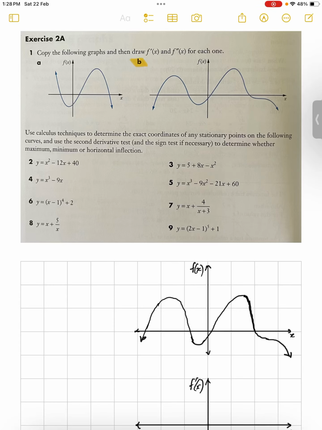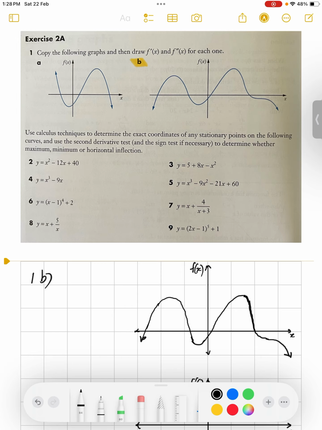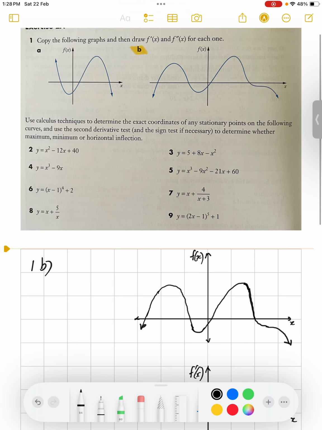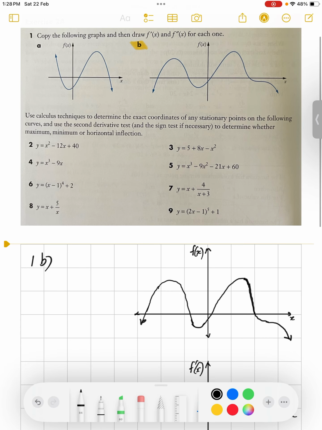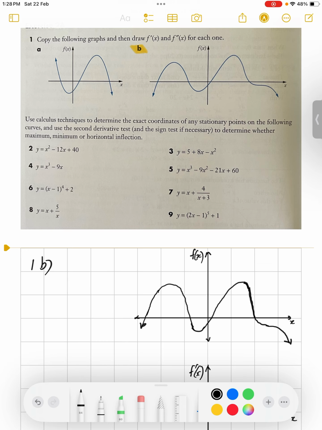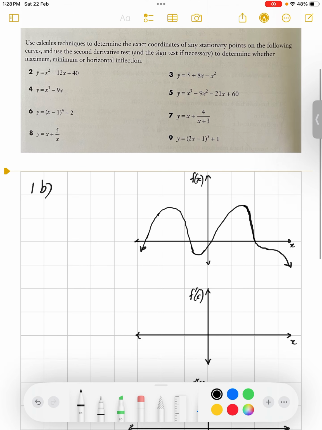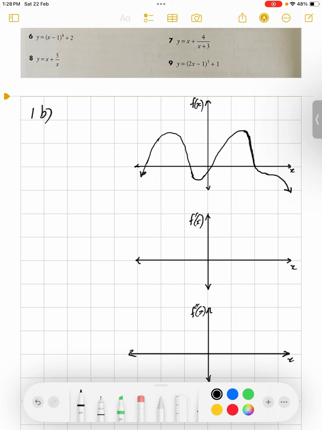I'm looking at 1 part B. So this is 1 part B, and it says to copy the following graphs, then draw the first derivative and the second derivative for each one. So I've tried to copy that graph as best I can, and let's have a look at these points. Now, the first derivative describes the behavior or the rate of change of the function.